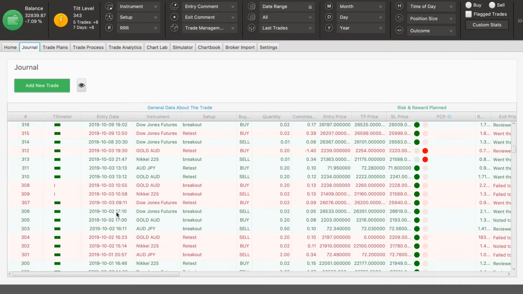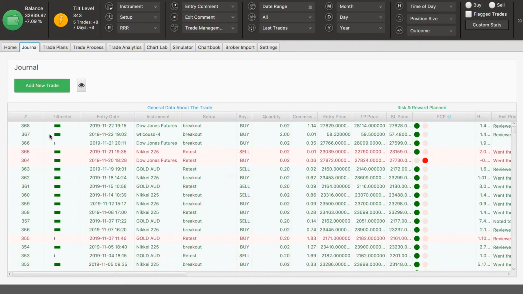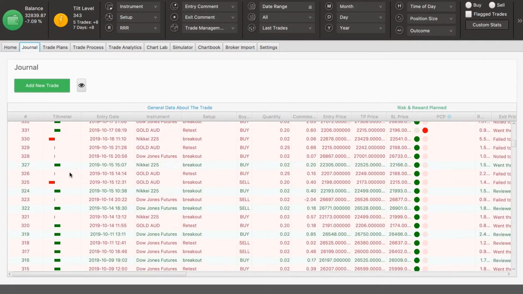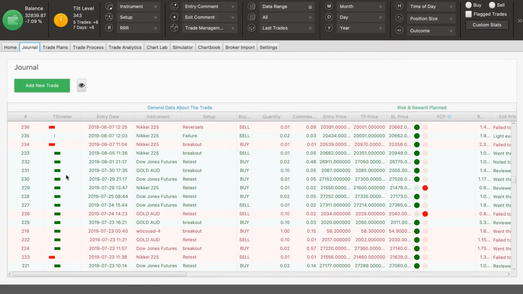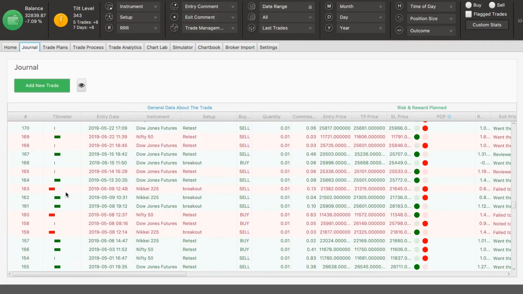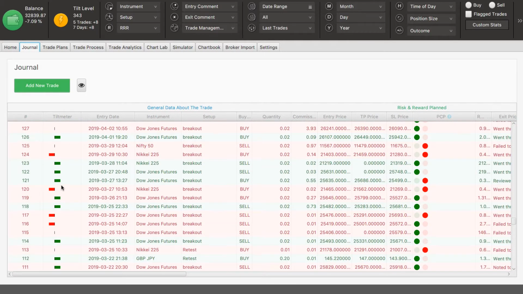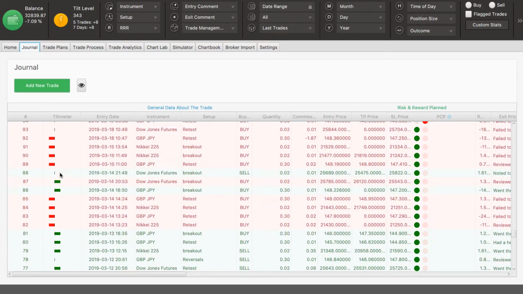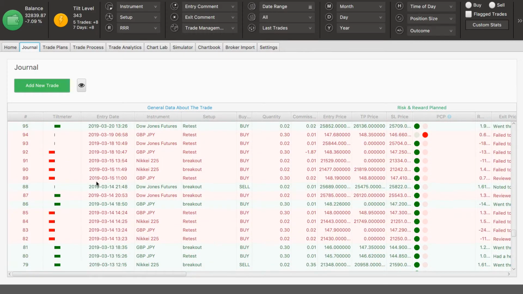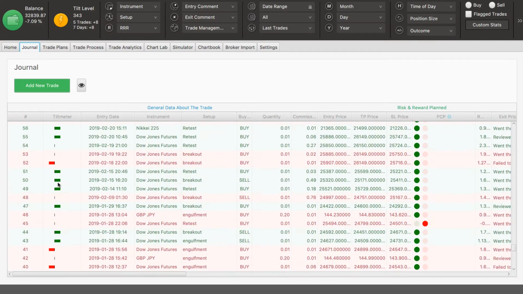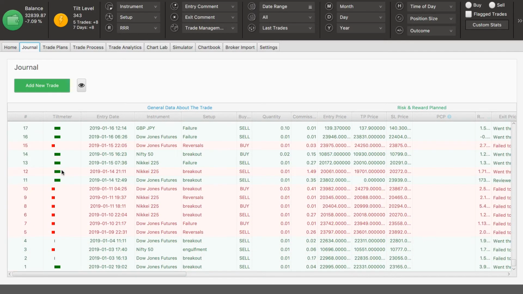So when we look at the journal, I always like to take a look at the tilt meter, and the tilt meter overall looks quite decent, I think. We cannot see any real big red streaks. There are a few times when you have more than a few red ones after each other, so a few consecutive tilt meters that are red, which highlight issues. We can address that later and look for reasons here as well.